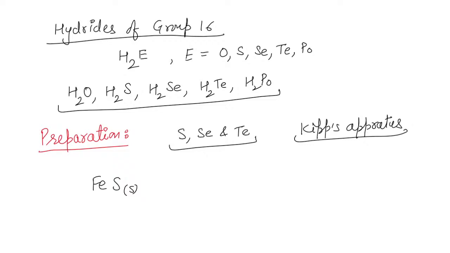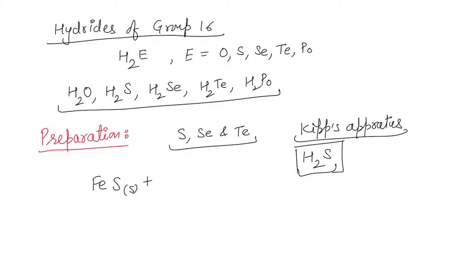Kipp's apparatus is used for what? Can you tell me? Anyone? It is well known that it is used for the generation of H2S in the lab, by the action of dilute sulfuric acid on iron sulfide, that is FeS.